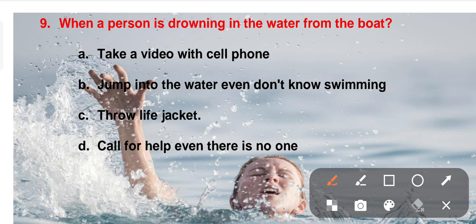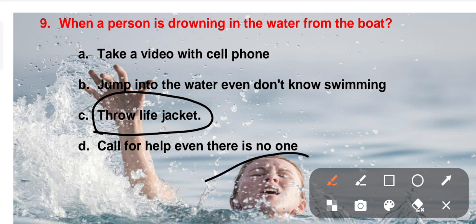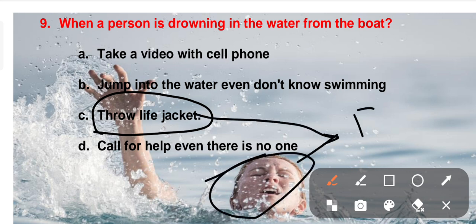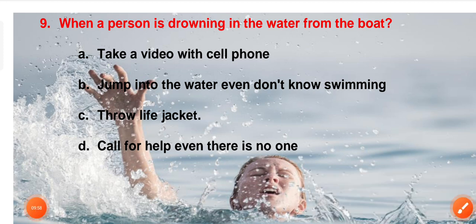The better option is throw a life jacket. So when the person is drowning, we need to throw a life jacket or any rope or any tube like that, which can save the person in the water.